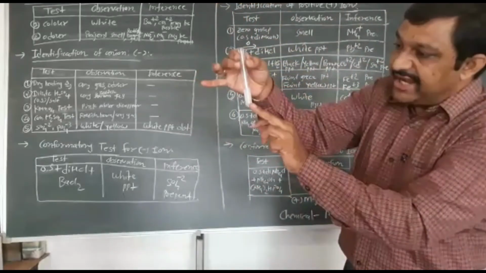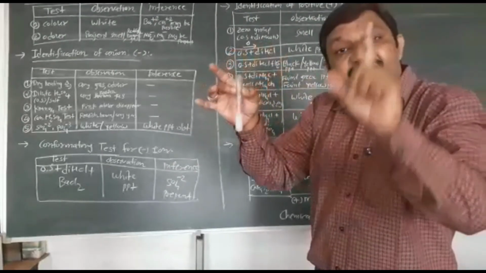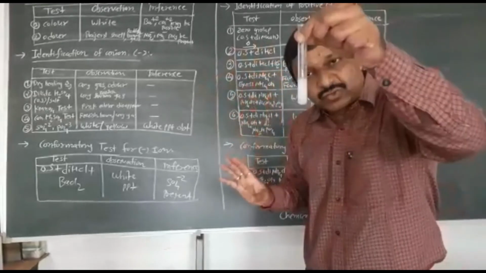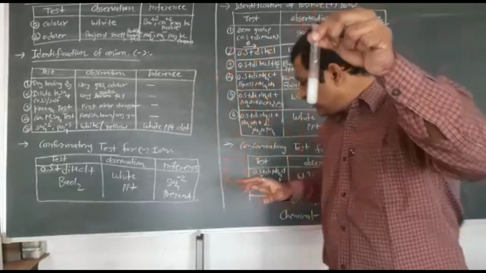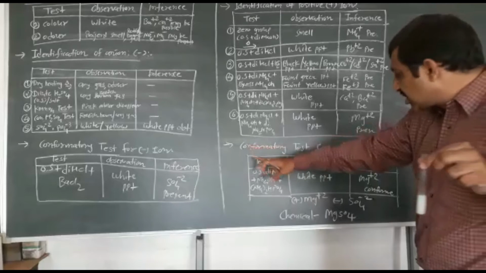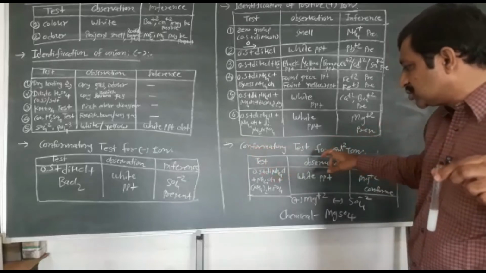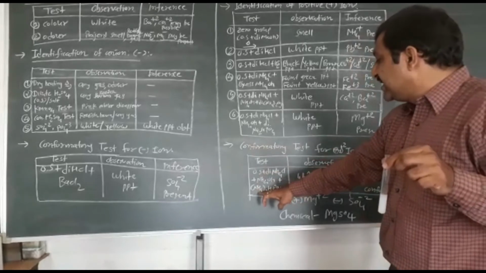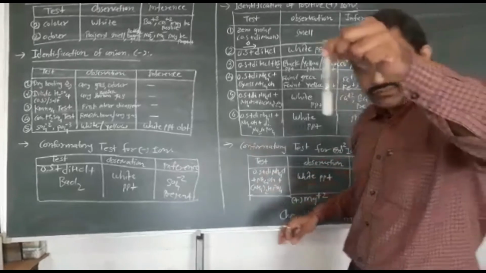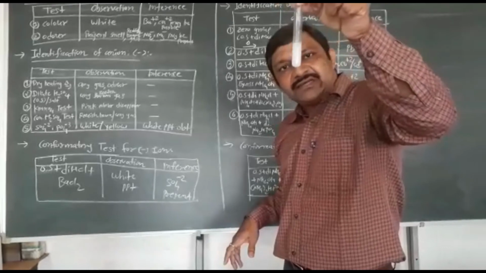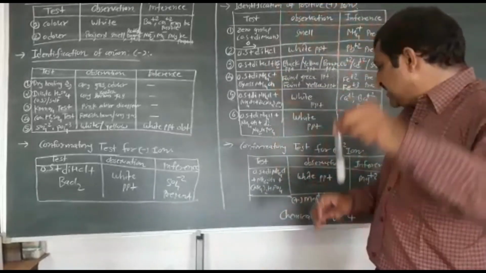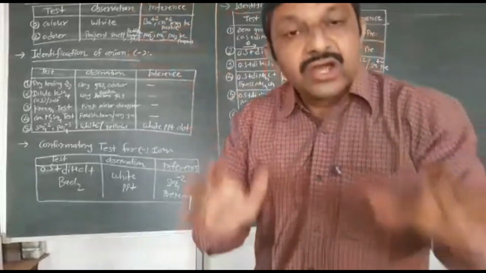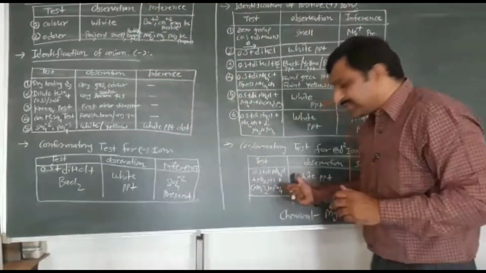So you will again get white precipitates for the confirmatory test of Mg plus 2. You will get again white precipitates for Mg plus 2. Here is your confirmatory test for Mg plus 2: OS plus dilute NH4Cl plus NH4OH, then diammonium hydrogen phosphate. Okay, so here is white precipitate again. Clear? So here is your confirmatory test for Mg plus 2.